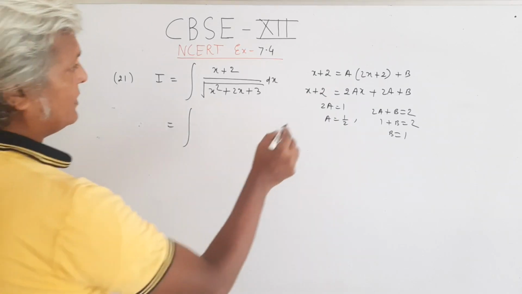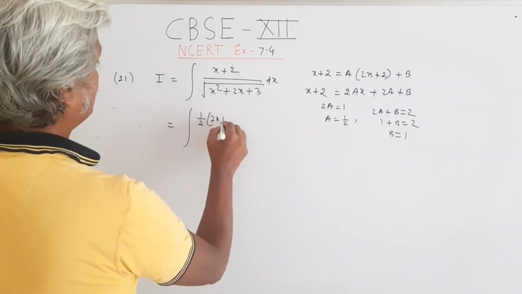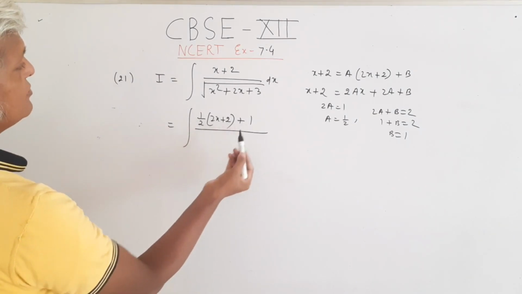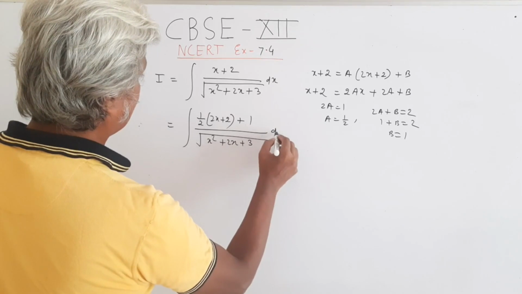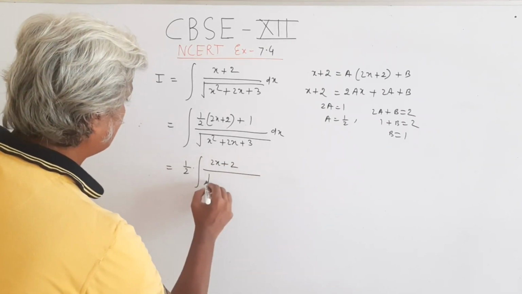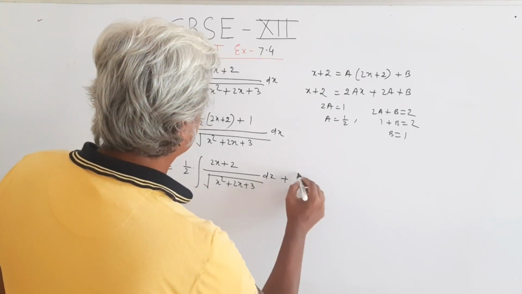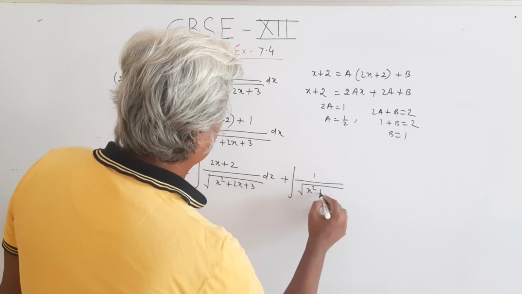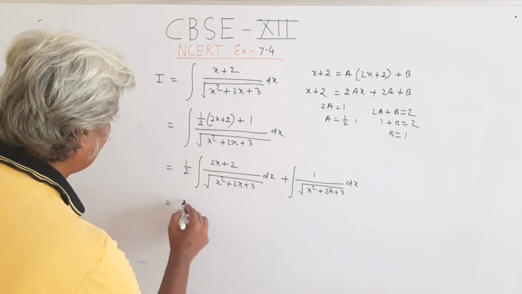So this integration becomes, at the place of x you write this, half times 2x plus 2, plus 1. Now you can verify, half times 2x plus 2 is x plus 1, plus 1 is x plus 2, over under root x square plus 2x plus 3 dx. So now we write this as half integration of 2x plus 2 upon under root x square plus 2x plus 3 dx plus 1 over under root x square plus 2x plus 3 dx. So if you take this as t, then you are getting it in the form of 1 by 2.